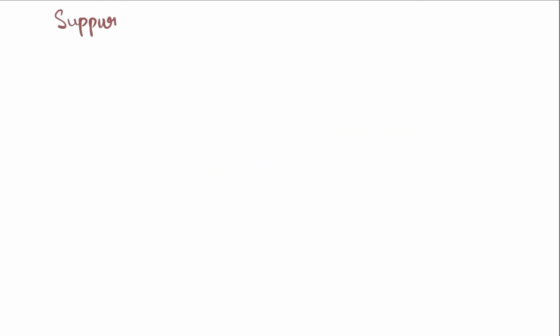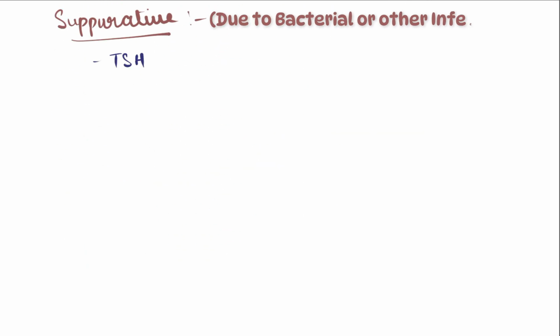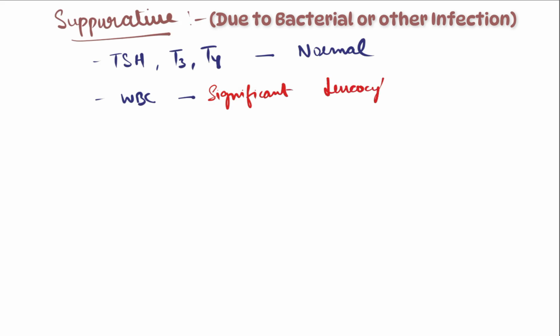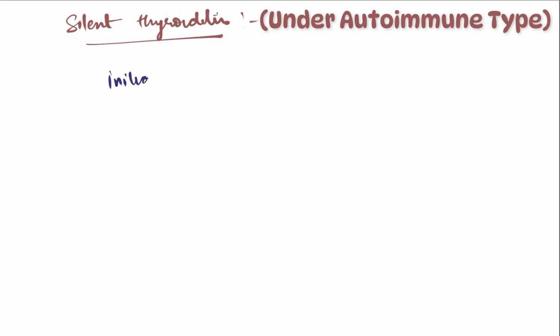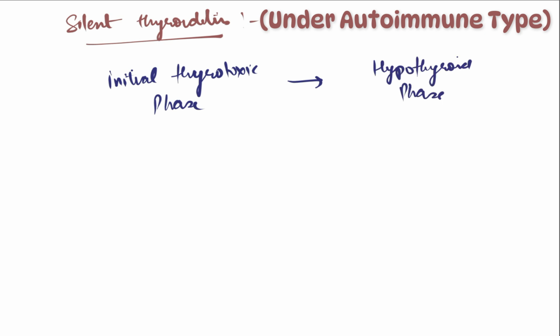In suppurative thyroiditis, the TSH, T3 and T4 levels are usually normal. WBC shows significant leukocytosis. ESR and CRP, that is inflammatory markers, are elevated and the blood culture is positive if bacteremia is present. In case of silent or painless thyroiditis, the initial thyrotoxic phase is then followed by the hypothyroid phase.